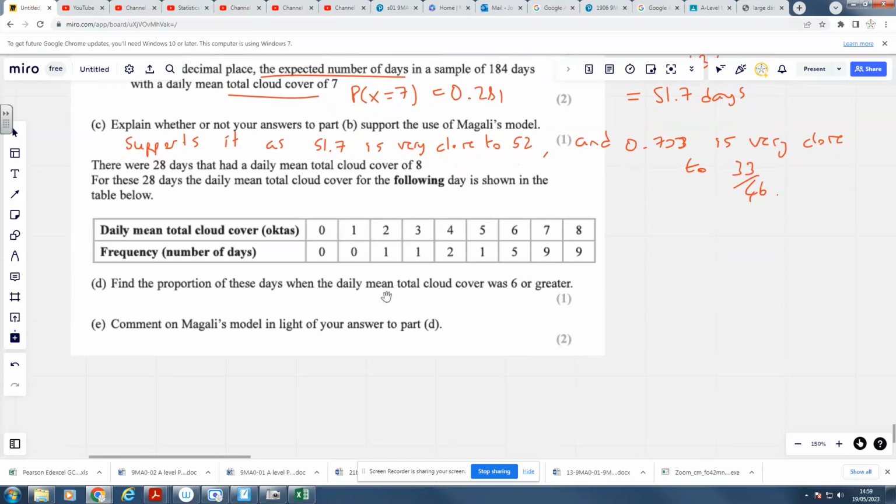Now, find the proportion of these days when the daily total mean cloud cover was 6 or greater. Well, that's just going to be 5 plus 9 plus 9. So 18 plus 5, which is 23 out of 28. And 23 out of 28, just in case they want it to 3 sig fig, is 0.82. Comment on Magali's model in light of your answer to part D. Well, this is not close to 0.7.